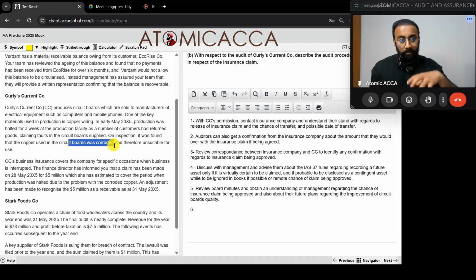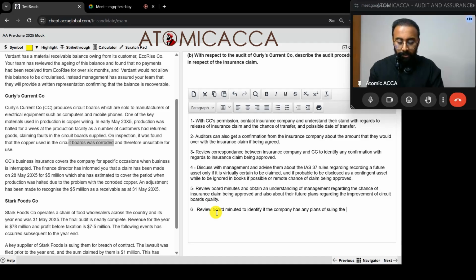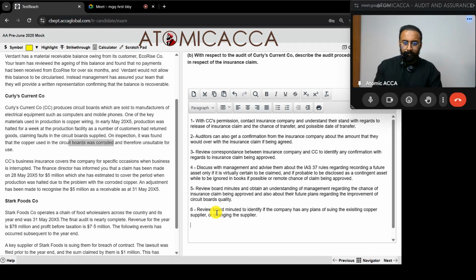Now I can understand from the board minutes whether they have any plans of suing that company as well, and what the situation is with that. So review board minutes to identify if the company has any plans of suing the existing copper supplier or changing the supplier for the item. Changing the supplier. Now we found 6 items. What else can I find?